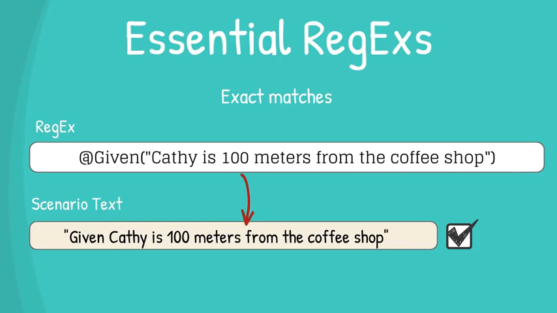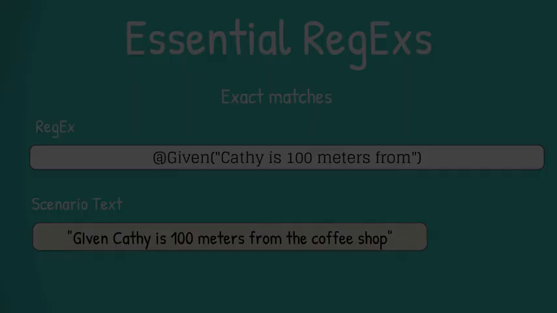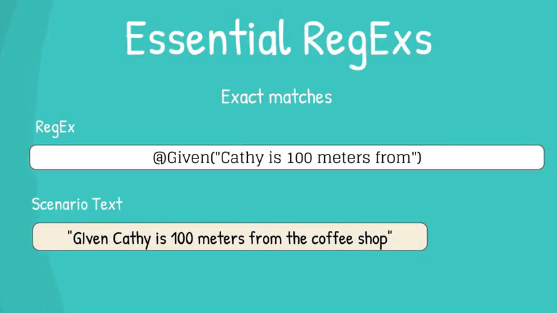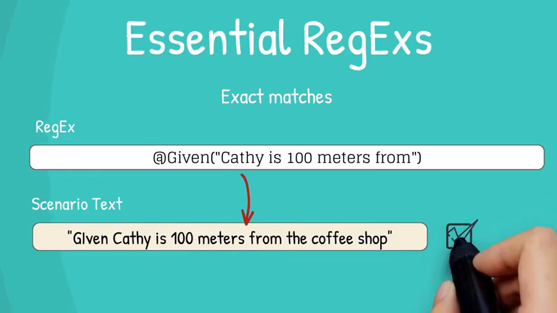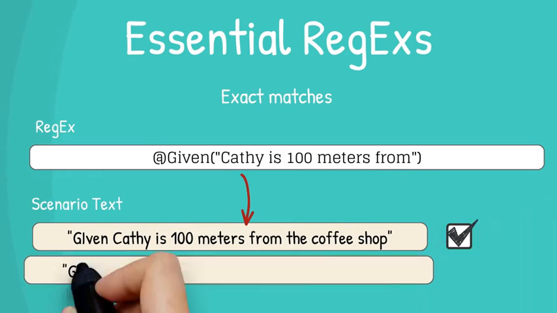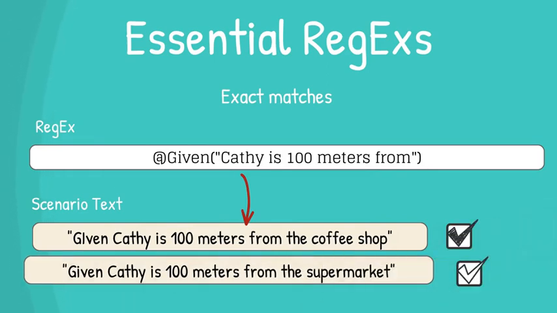So if we match the expression Kathy is 100 meters from, it will match Kathy is 100 meters from the coffee shop, but it will also match Kathy is 100 meters from the supermarket. Sometimes this is the behavior that you want, but most times it isn't, and you most certainly need to be aware of how it works. Luckily, there's a workaround with a more intuitive behavior.